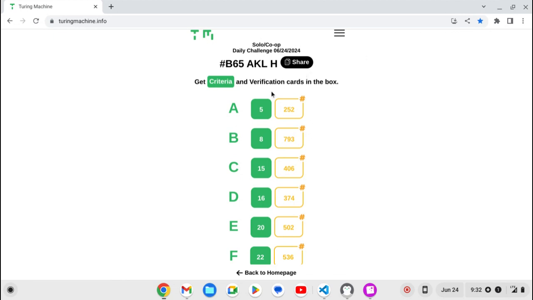So today's puzzle uses the following 6 criteria cards: criteria card 5, 8, 15, 16, 20, and 22. And we're using the orange verification cards. And the code above is your way to get more information on today's puzzle by searching for this code on turingmachine.info. Let's solve.